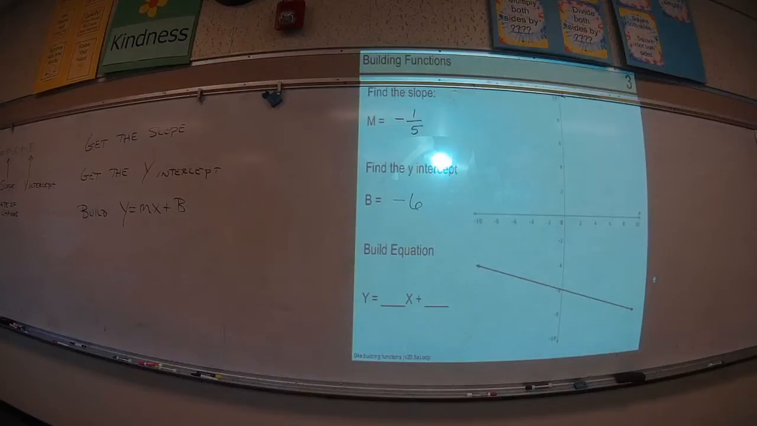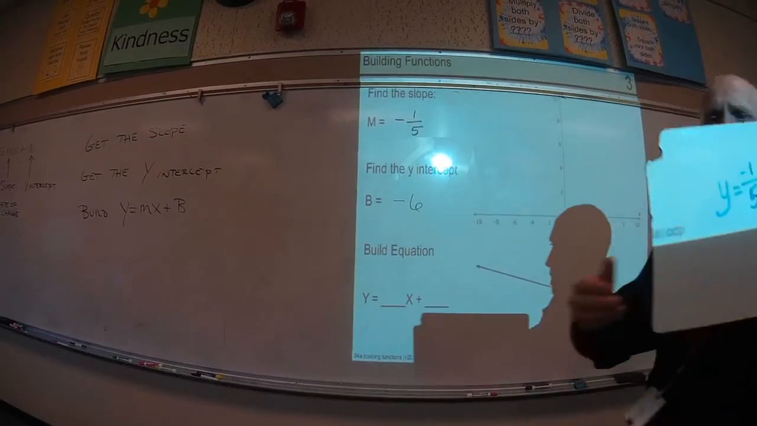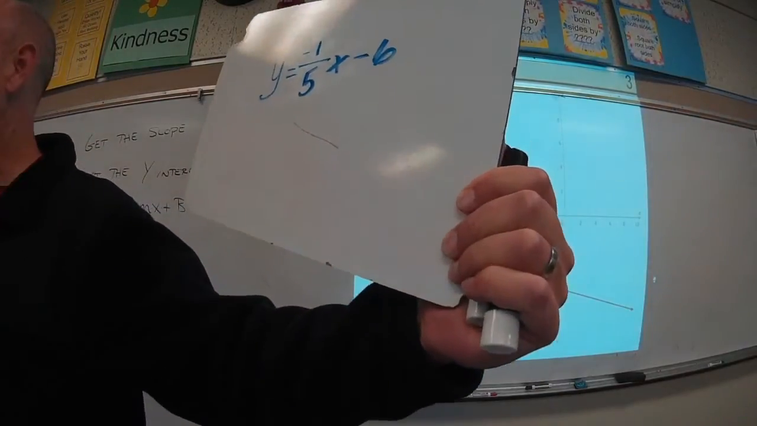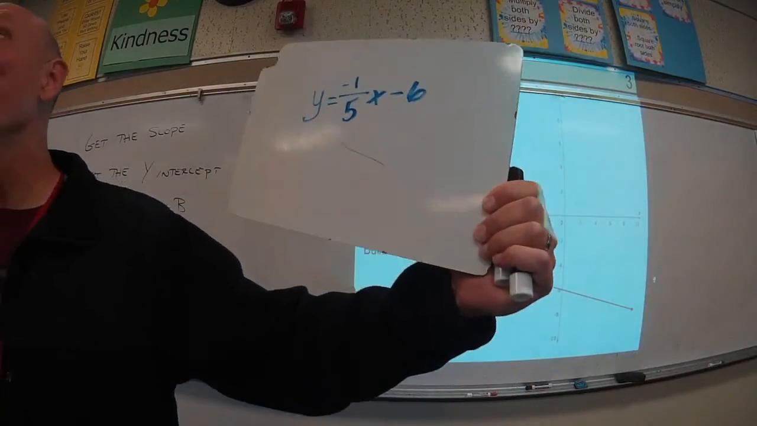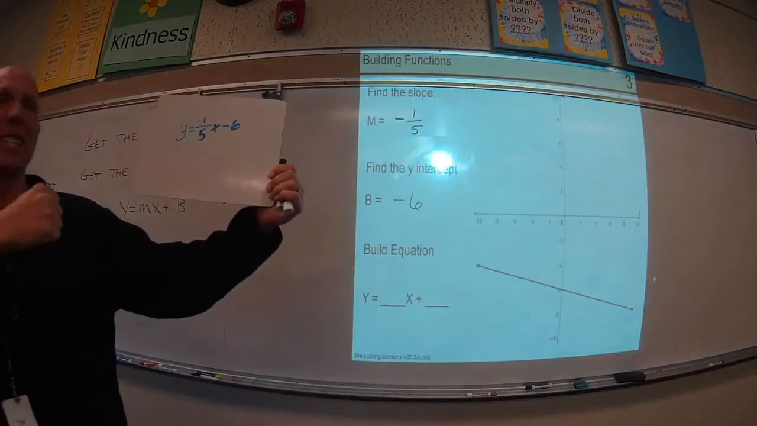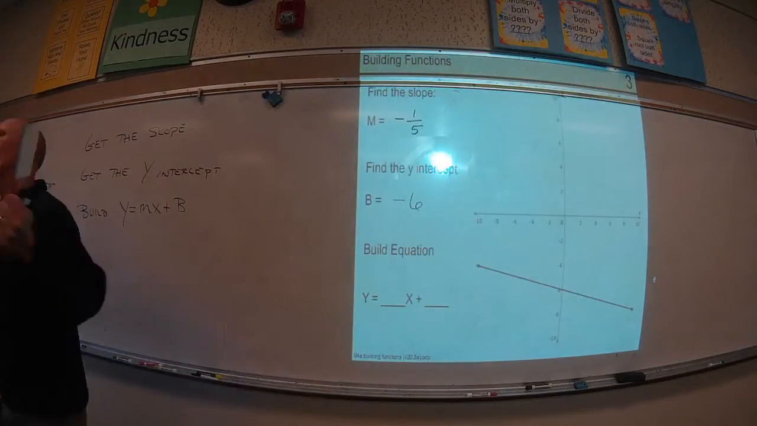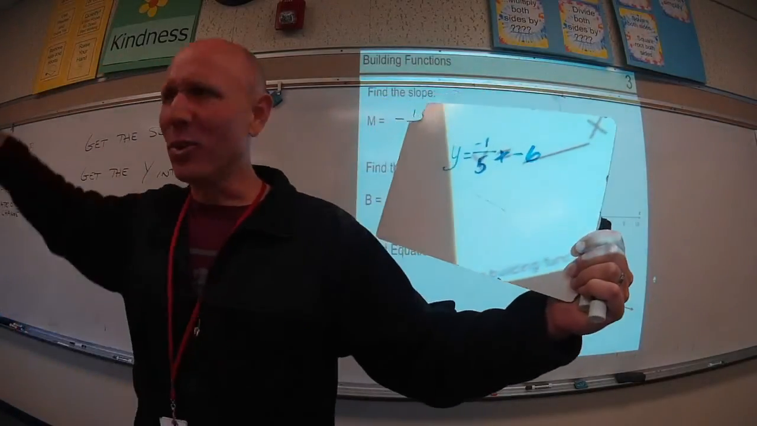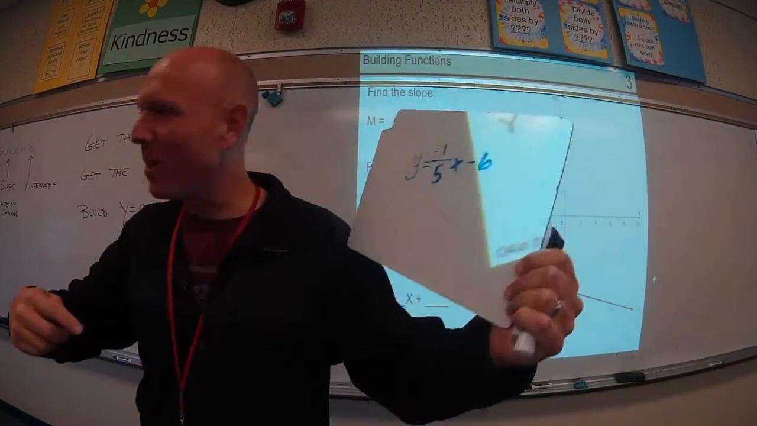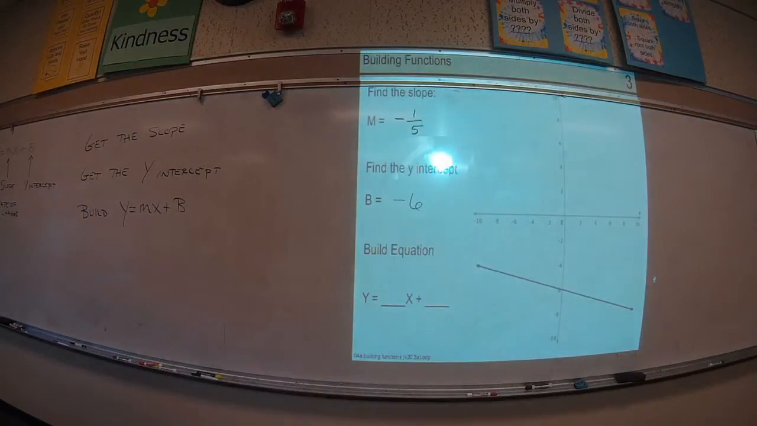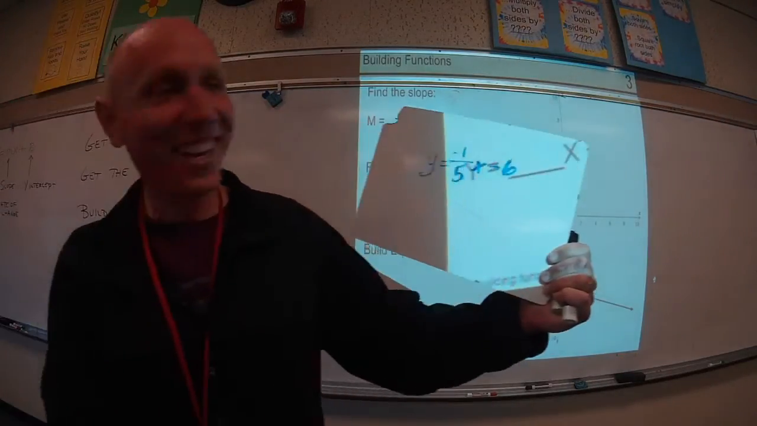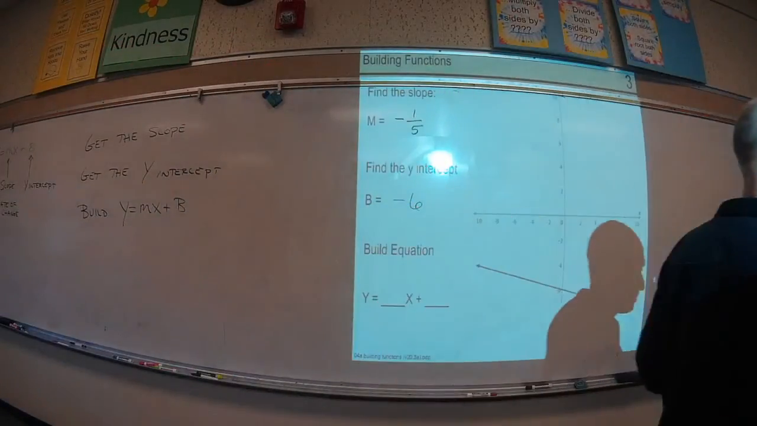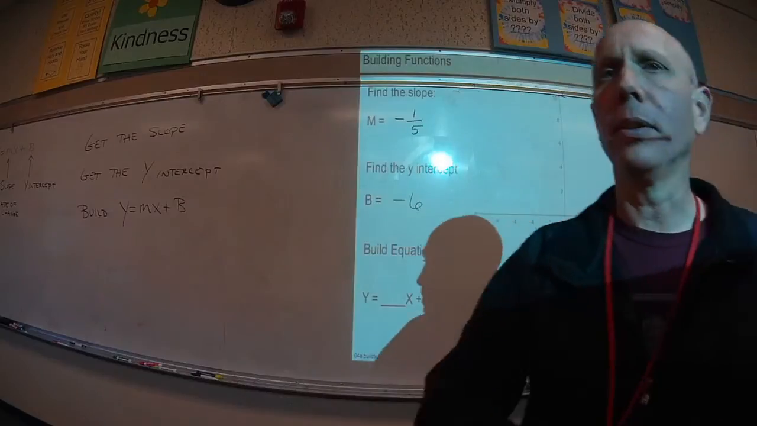Ready? Here it is. Y equals negative 1/5 x minus 6. Y equals negative 1/5 x minus 6. Y equals negative 1/5 x minus 6. You keep saying 1/2. It's 1/5 x. Okay. Good. Erase your whiteboard.